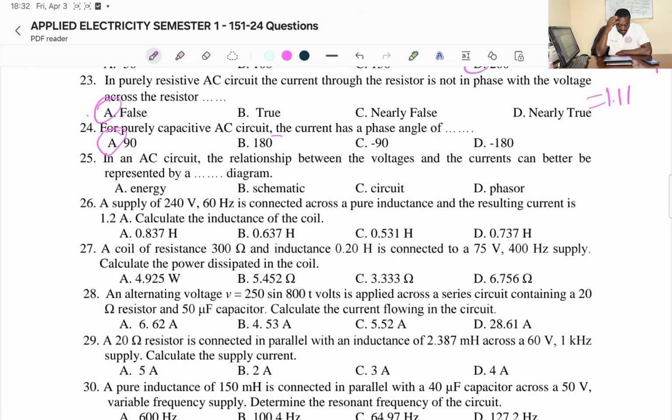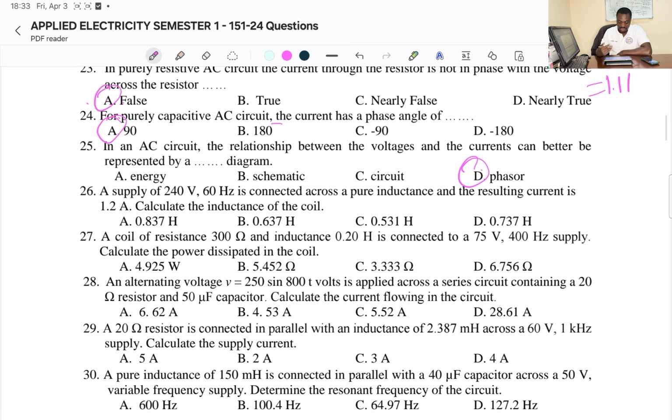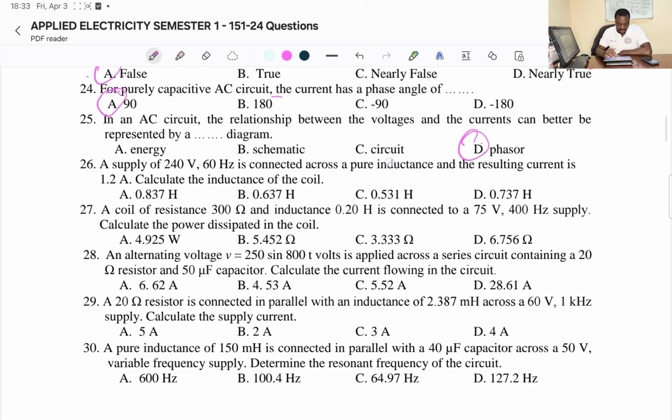Question 25. In an AC circuit, the relationship between the voltages and the currents can better be represented by a phasor diagram, right? So we have D. The phasor diagram is used to illustrate the relationship between two or more sine waves. That's why we use a phasor diagram in chapter 10 to show the relation between the current passing through resistors or through an element and the voltage across the element.